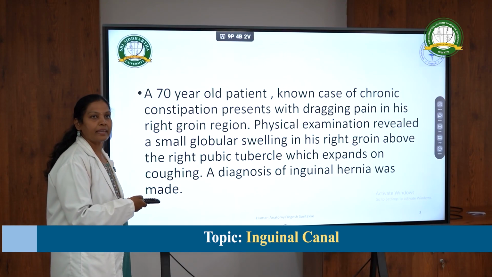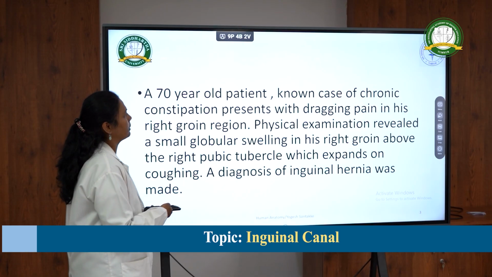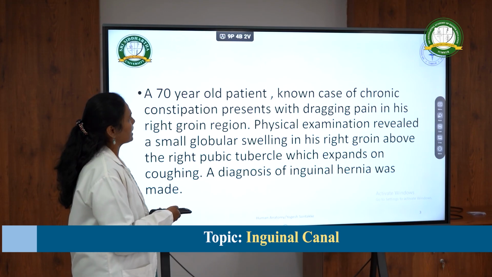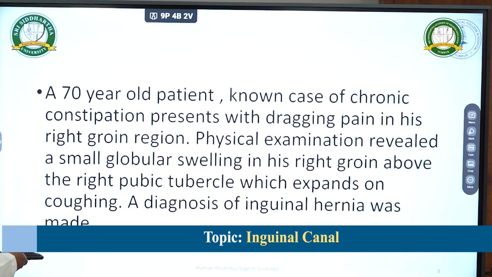Okay, we have a case scenario here. A 70-year-old patient, known case of chronic constipation, presents with dragging pain in his right groin region. Physical examination revealed a small globular swelling in his right groin above the right pubic tubercle, which expands on coughing. A diagnosis of inguinal hernia was made.